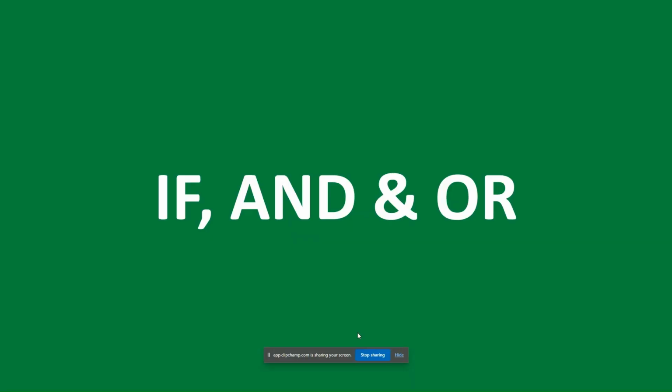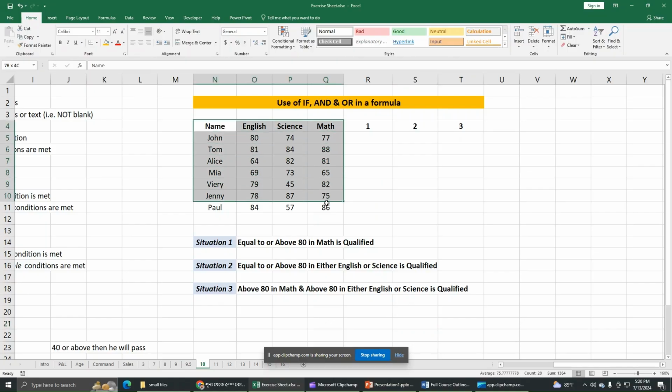Hello everyone. Today we will see the use of if, and, or in Excel formulas. So let's start. This is our data set, and here we can see different students' names and their respective marks in English, Science and Math. Three situations are given here. We will solve them one by one.